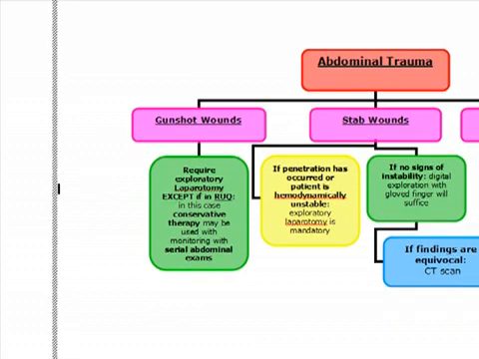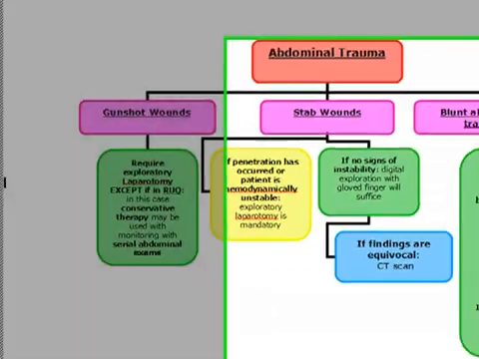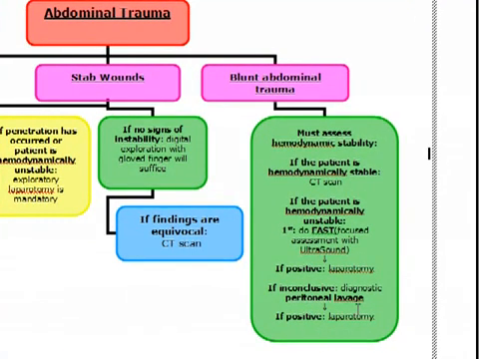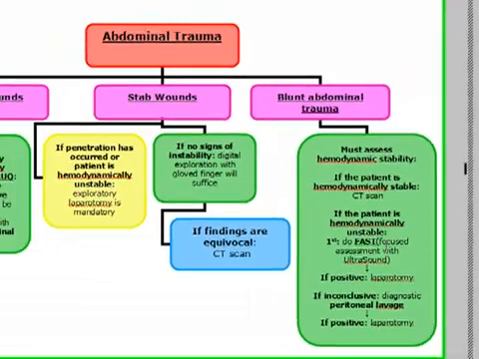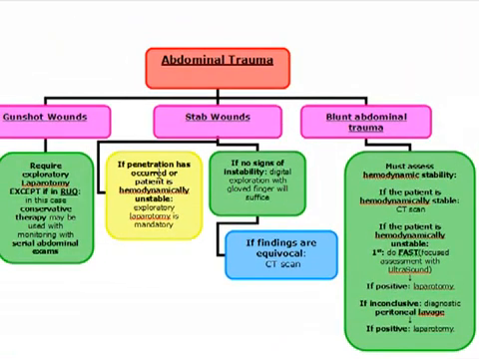Finally, the most confused thing people get wrong in abdominal trauma, blunt abdominal trauma. And I know people commonly mix up diagnostic peritoneal lavage versus FAST ultrasound, and I'm going to go over it for you guys, okay? First of all, what do I want to do? Just like stab wounds, I want to assess hemodynamic stability. If the patient's hemodynamically stable, bam, CT scan.